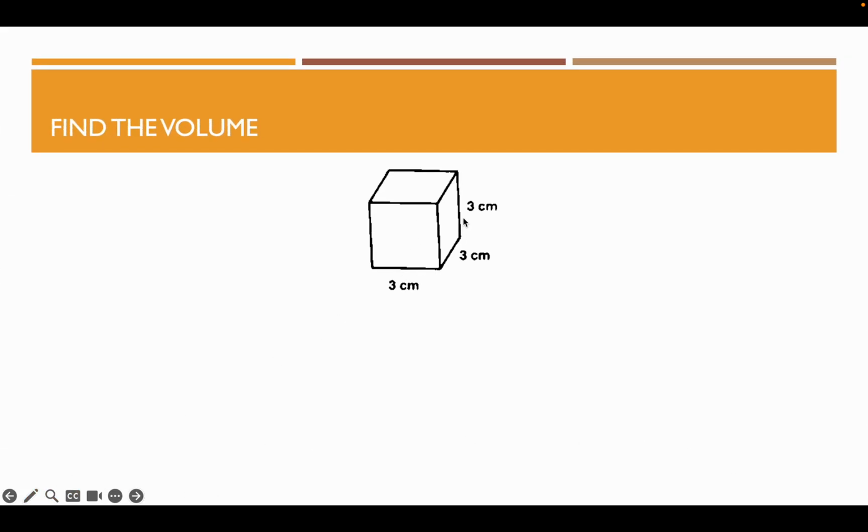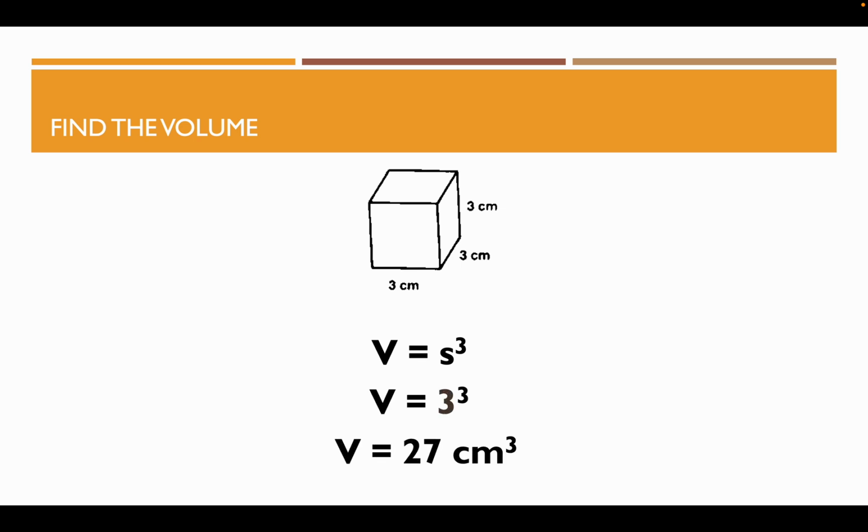Here we have a cube because all the sides are the same. So we'll put our cube formula there, s to the third power, replace s with the length of the side, which is 3, and then calculate 3 to the third power, which is 27. That's 3 times 3 times 3, or 27 centimeters cubed.